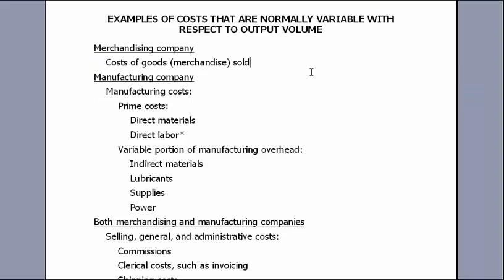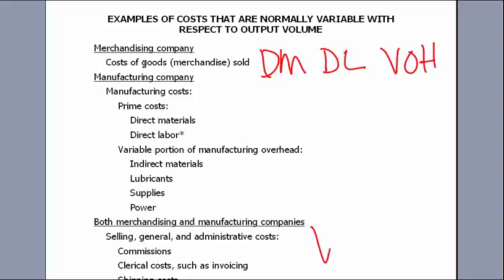Examples of variable costing would be the variable cost of goods sold. So that's going to reflect your direct materials, your direct labor, and your variable overhead. In addition to that, you're going to also have variable selling and administrative costs. So you'll have variable selling and variable administrative.